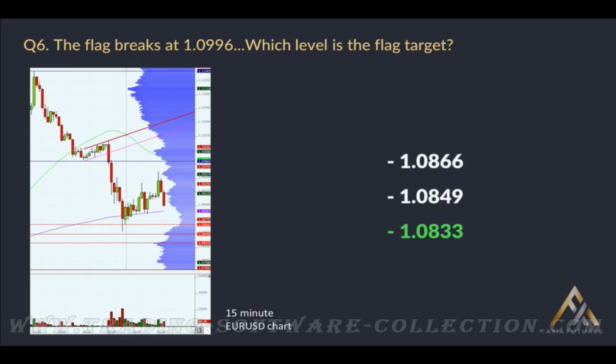Your target is 108.33. Reason for this is the pole on the flag is from 111.43 down to 109.80, which gives you 163 ticks. If you subtract the 163 from the 109.96 break, that gives you a target down at 108.33. As you can see, we didn't actually reach the target on this one, and so you would have ended up being disappointed if you were holding it right the way to target.